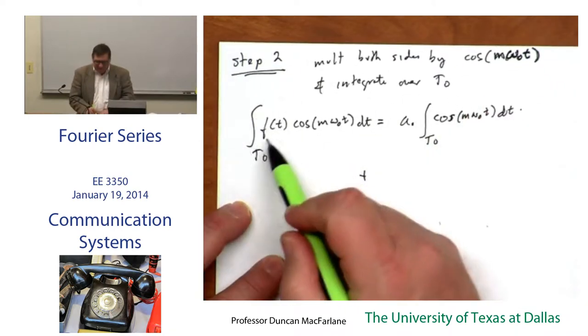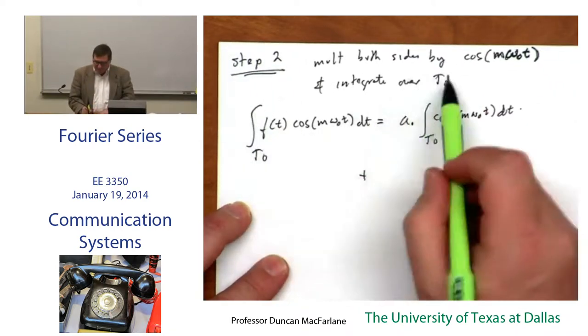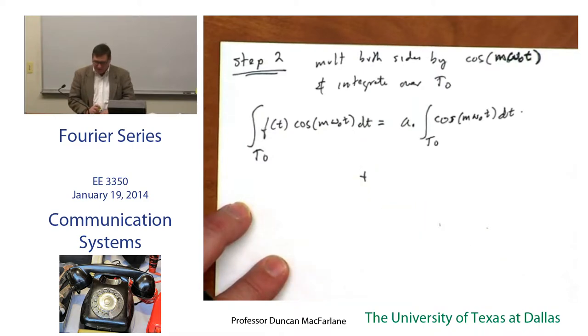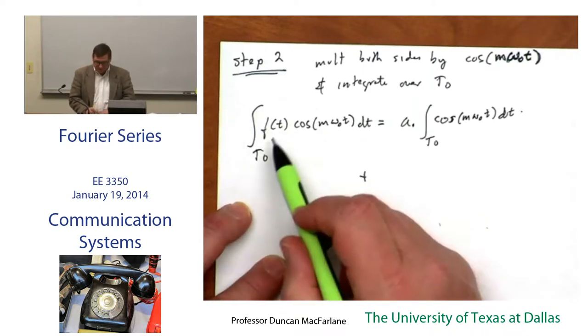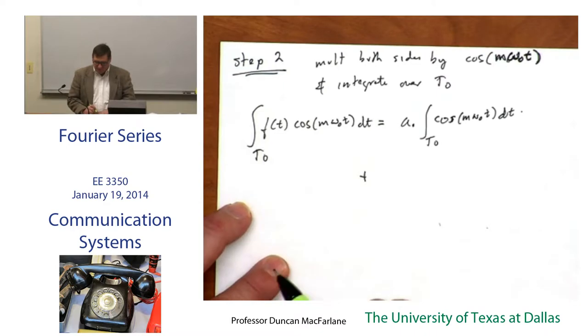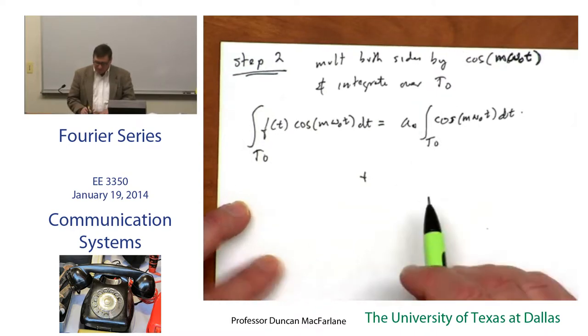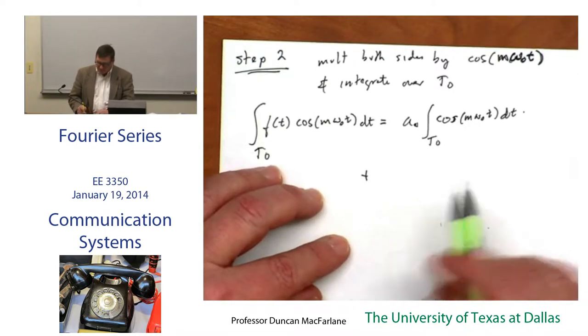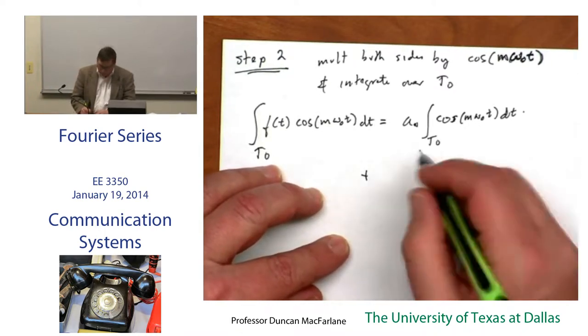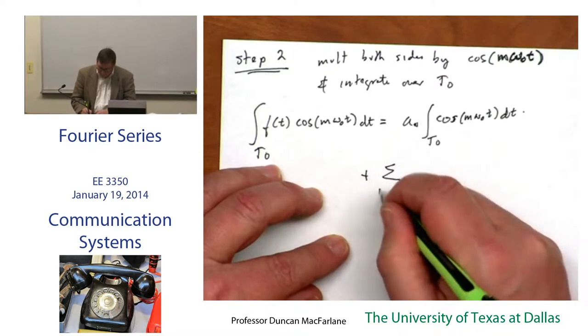All right, so you integrate both sides. You multiply through by cosine of m omega t. Here's my cosine of m omega t. You integrate both sides. So here's my first term, f of t, cosine of m omega t. My right-hand side, the first term is a naught times the integral of that cosine m omega naught t. You're already reaching for your red pens, I hope, on that one.